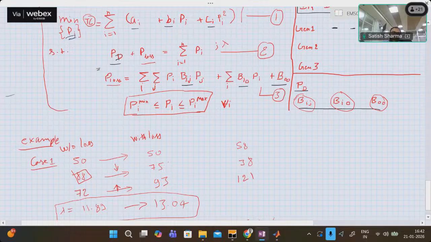Same as if you keep the objective of loss minimization, it is further reduced to 38 only, and it has been increased to 121. And that is because of the loss coefficients.